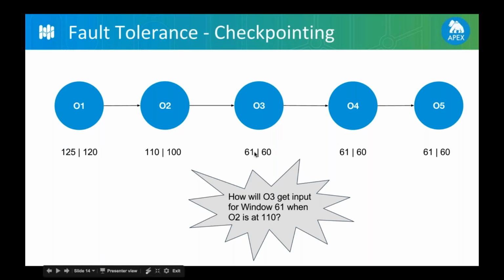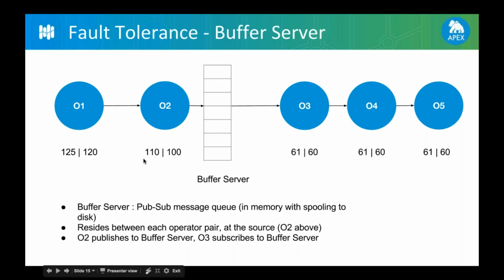So now another question which arises is that since O3 is at window ID 61, right? From where would O3 actually get the data for this window ID 61? Because O2 is now at window ID 110, right? So this is where the concept of buffer server kicks in. Buffer server is a publisher-subscriber based message queue which resides between all of these operators. So between O1 and O2 there would be a buffer server. Similarly, between O2 and O3, O3 and O4, and so on.